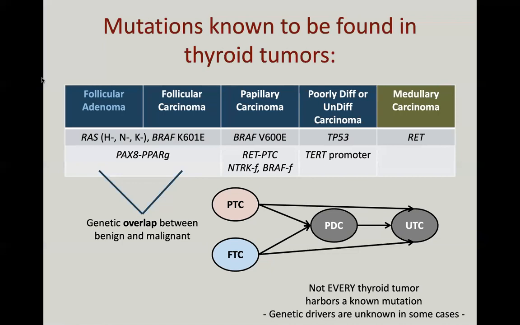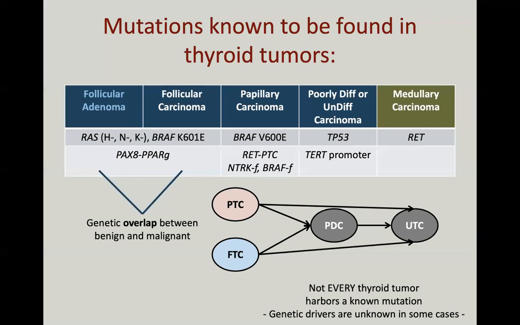So the genetic overlap here between benign and malignant is challenging, because if you have one of these mutations, you know you are a follicular neoplasm. You just don't know if you are a follicular adenoma versus a follicular carcinoma, right? Unless you see that invasion grossly. Okay. If you're dealing with a BRAF V600E mutation, you are dealing with PTC. If you're dealing with a RET/PTC rearrangement, an NTRK rearrangement, a BRAF rearrangement, the F is there for fusion, right? So there's various fusion partners with NTRK and BRAF. These also tend to be papillary carcinomas.